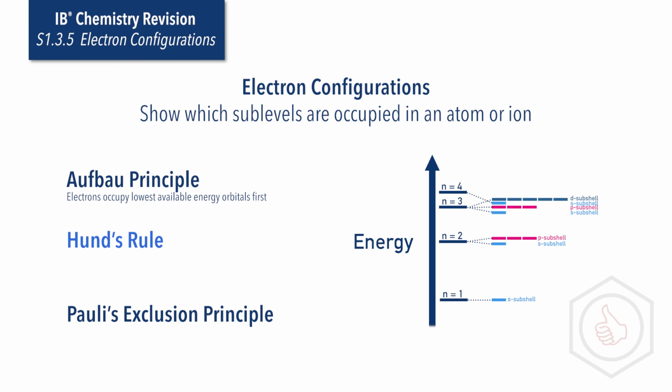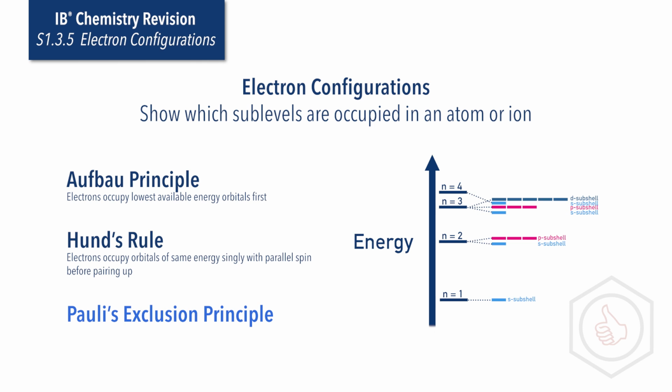Hund's rule tells us that when electrons fill orbitals of equal energy, they go into separate orbitals first with parallel spins. This reduces electron repulsion and increases stability. In other words, all the orbitals in a given sublevel will be singly filled before electrons pair up.